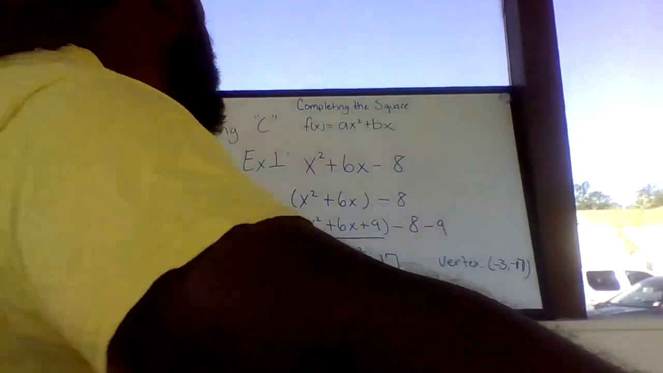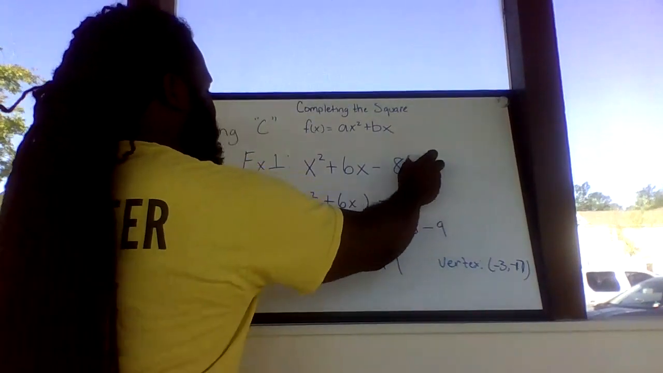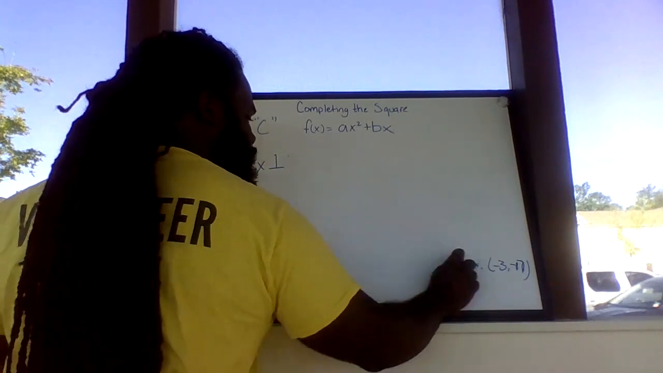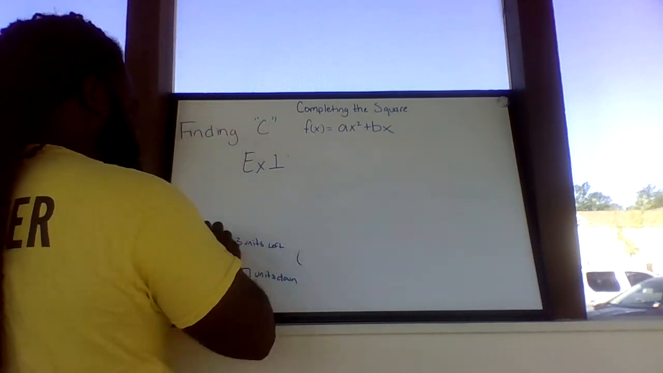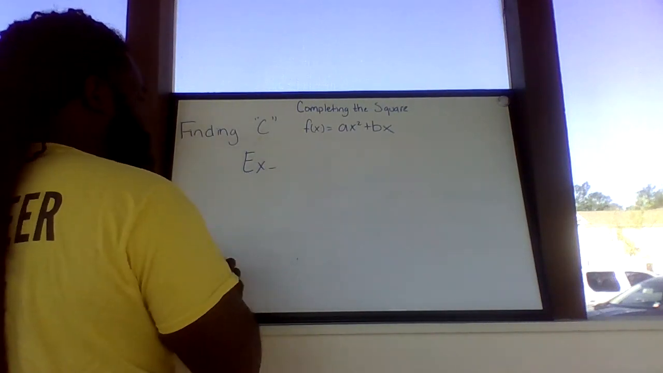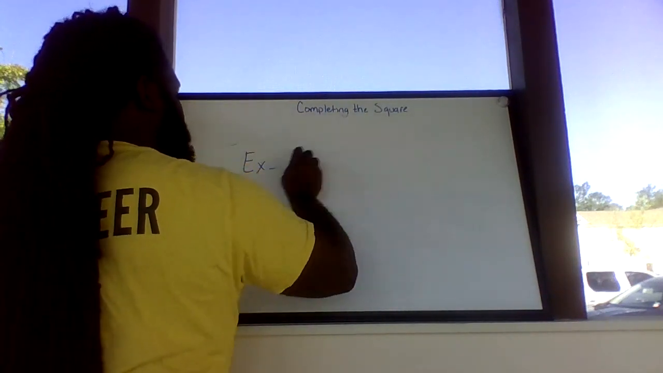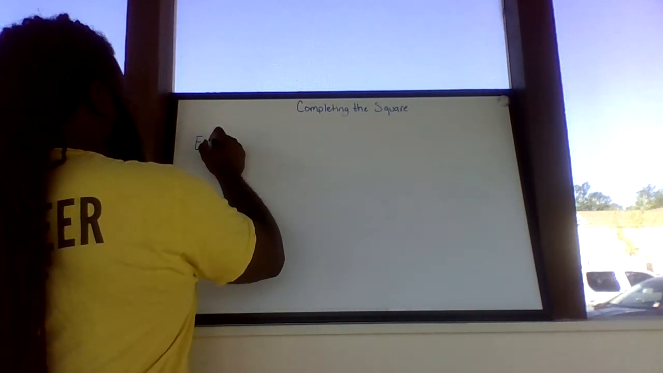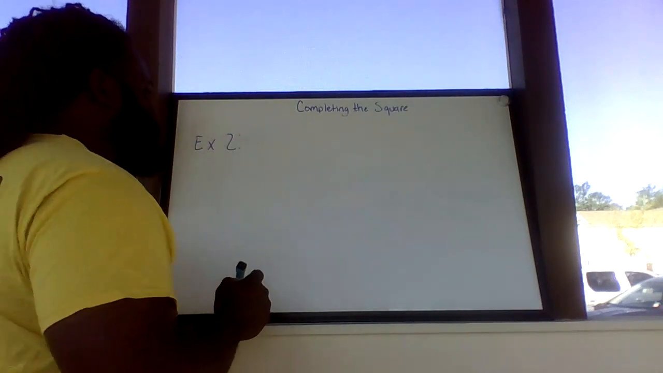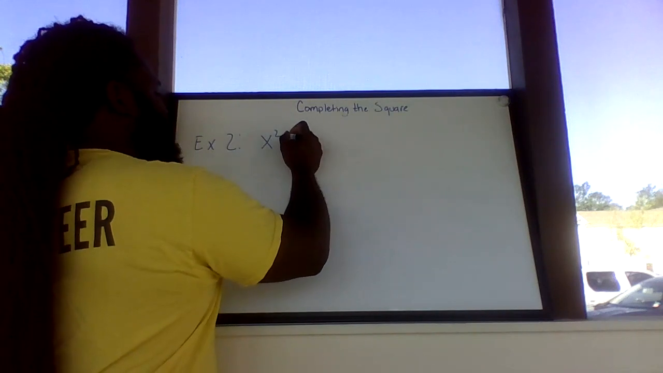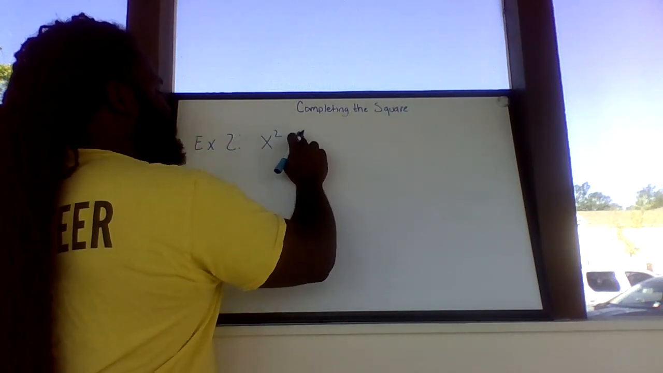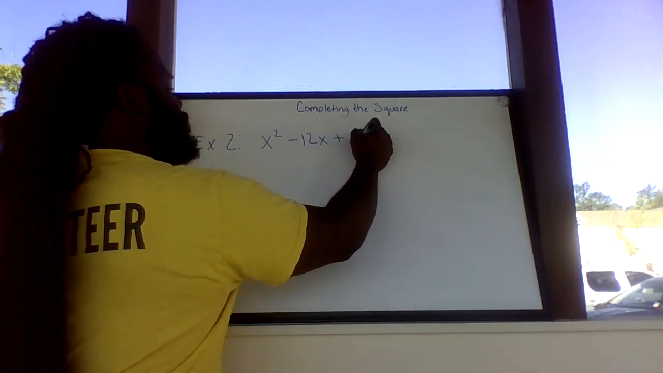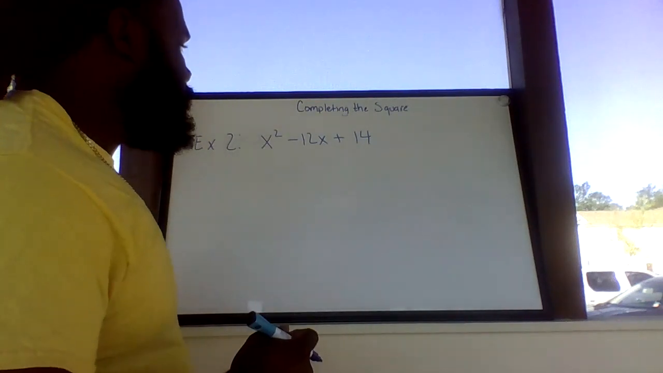Do not worry. We are going to do another example. Alright, we're going to do another example. Alright, example 2, we're going to use x squared minus 12x plus 14.